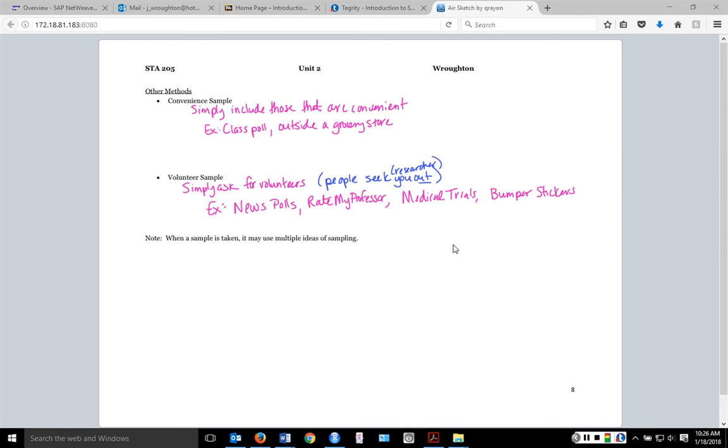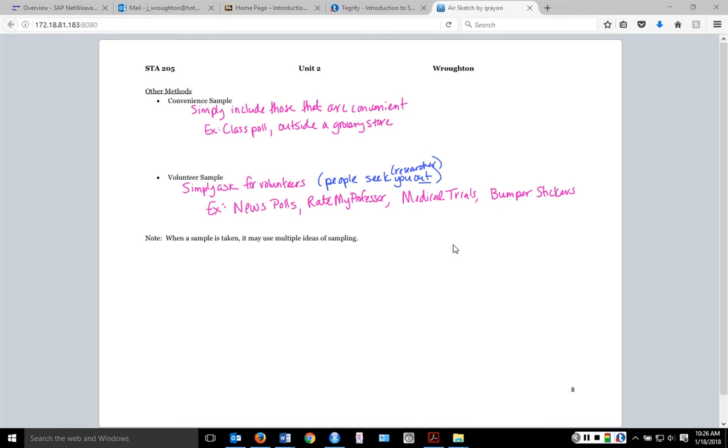Rate My Professor, for those that have looked at it, what you'll actually see when you look at Rate My Professor, you generally see the two extremes. You see people that love a professor or they really hated a professor. So you do tend to see some biased answers to both news polls and Rate My Professor.